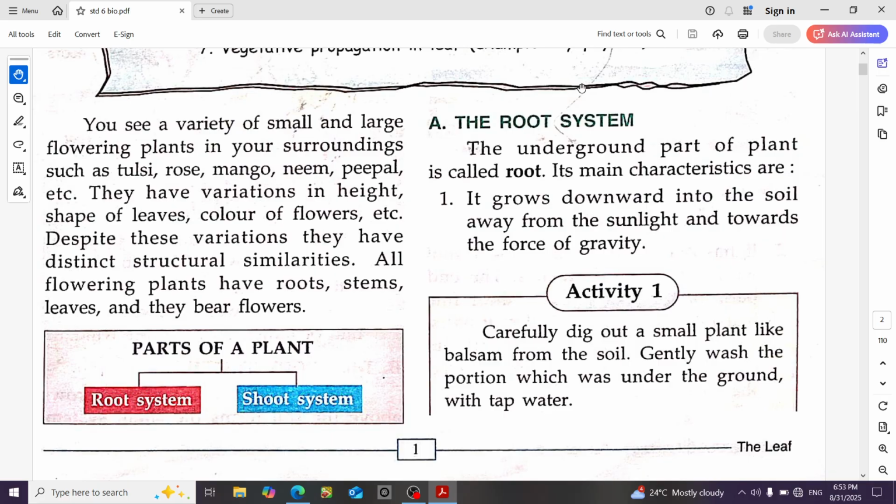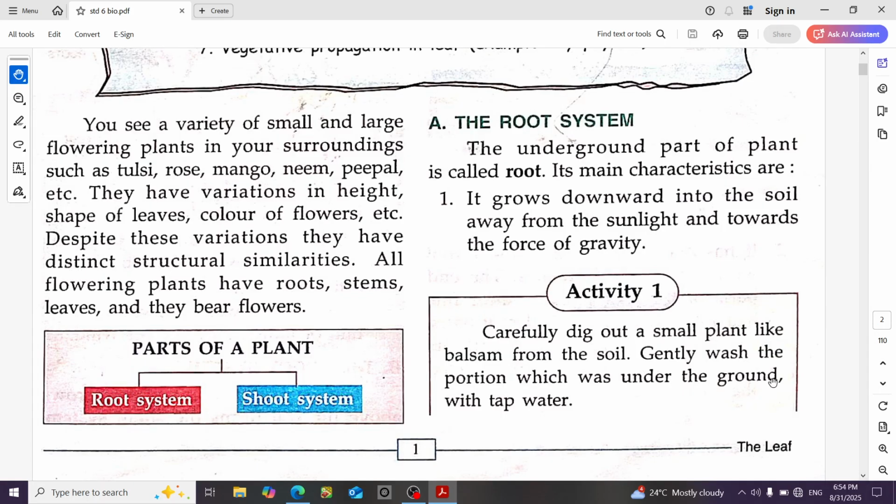Let's start with the root system. The underground part of the plant is called the root. As you already know, you might have seen this. Its main characteristic is that it grows downward into the soil, away from the sunlight, towards the force of gravity. Now, plants are living things, remember. They understand which way gravity is. Nature has made them to sense the gravity. Hence, they always grow towards the ground, towards the earth.